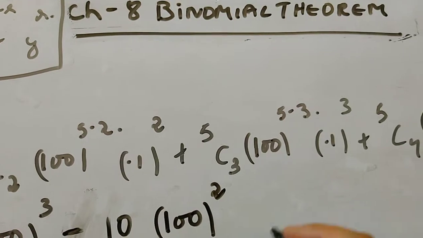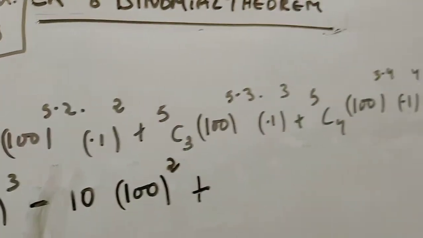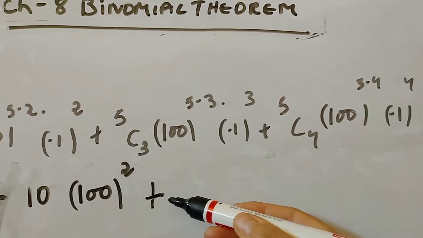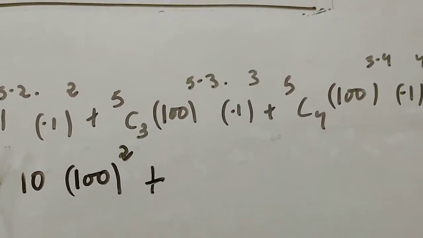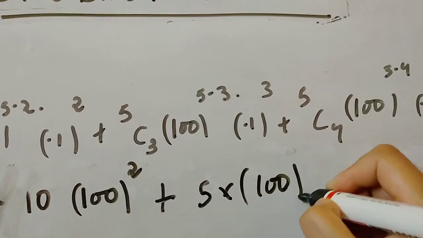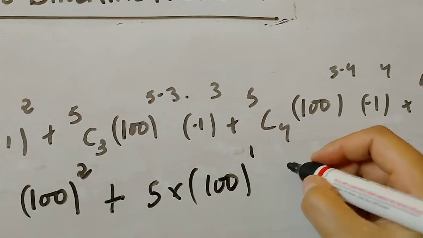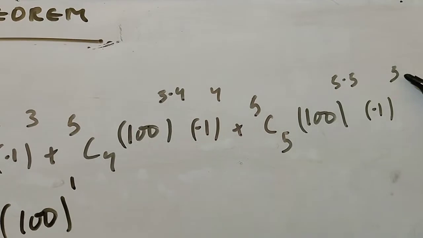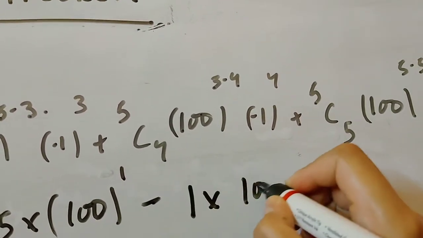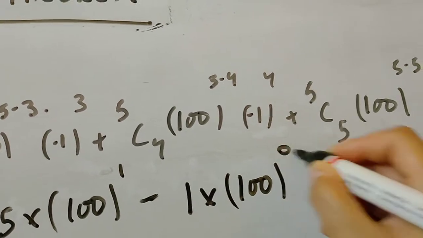Okay, and 5C4, minus 1 to the power even number, it will be in positive. So my 5C4 is 5 into 100 to the power 1. And then minus 1 to the power odd means answer will be minus. 5C5 is 1 into 100 to the power 0.